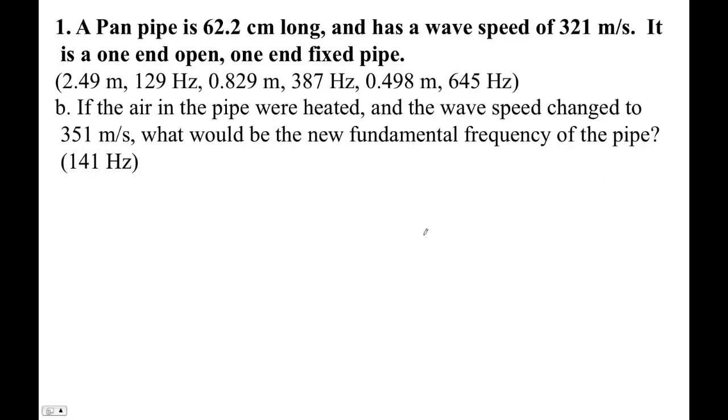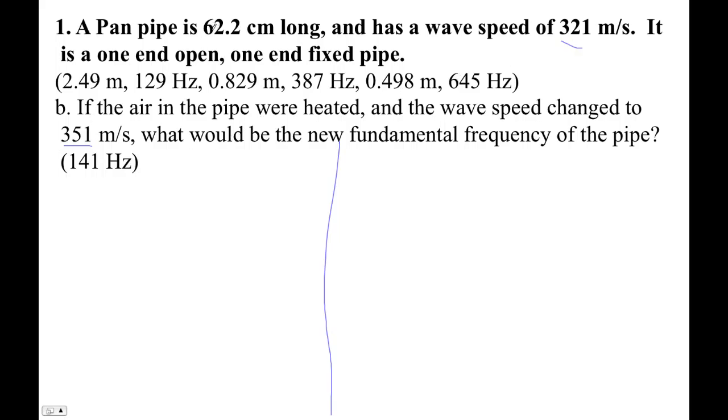All right, let's just solve this. I'm going to show you two different ways to do this, okay? The first way is using the stuff I taught you. The second way will be seat of the pants, okay? So we heat the wave and change the wave speed from 321 to 351, right?